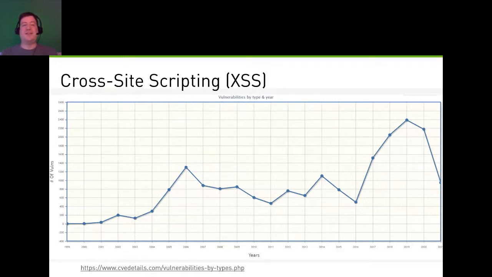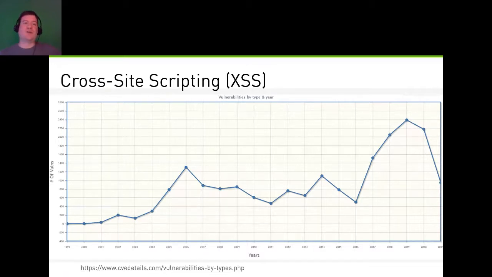And you see here in the chart that I went to cvdetails.com, where they plug into the database of the CVEs, the common vulnerabilities and exposures. That's a list of publicly disclosed security issues and vulnerabilities. And then I filtered for cross-site scripting. And this is the chart for cross-site scripting. So the number of cross-site scripting vulnerabilities found in that year.